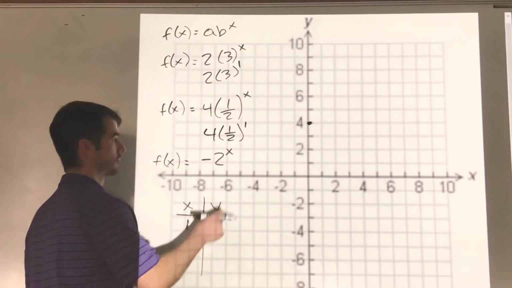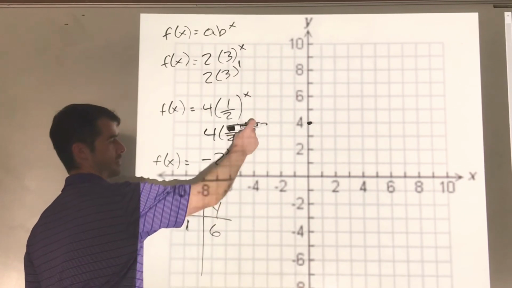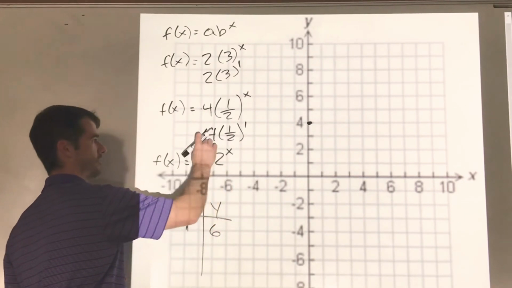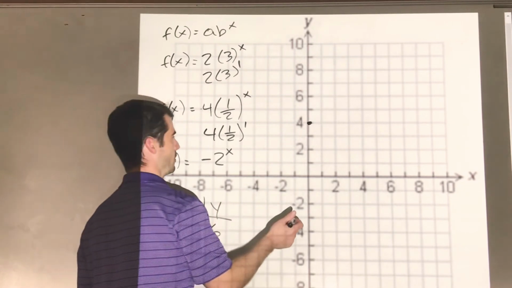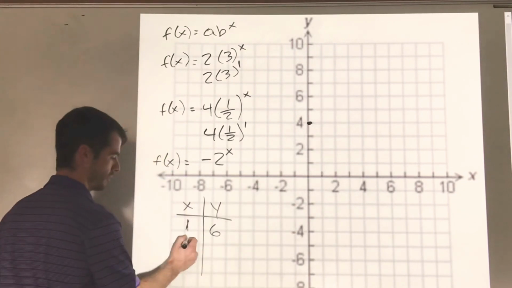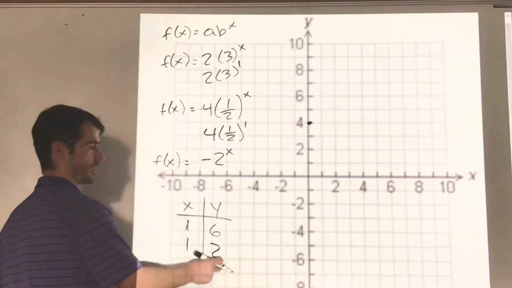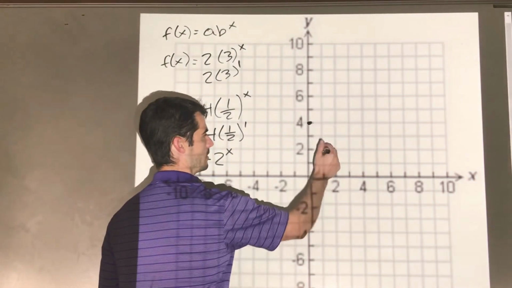So 1/2 raised to the first power is 1/2, and half of 4 is 2. So this time we have 1. We put in 1, got out 2. So 1, 2.